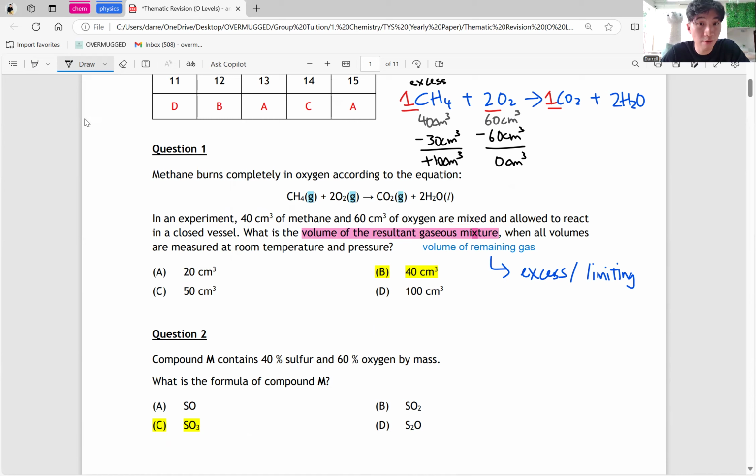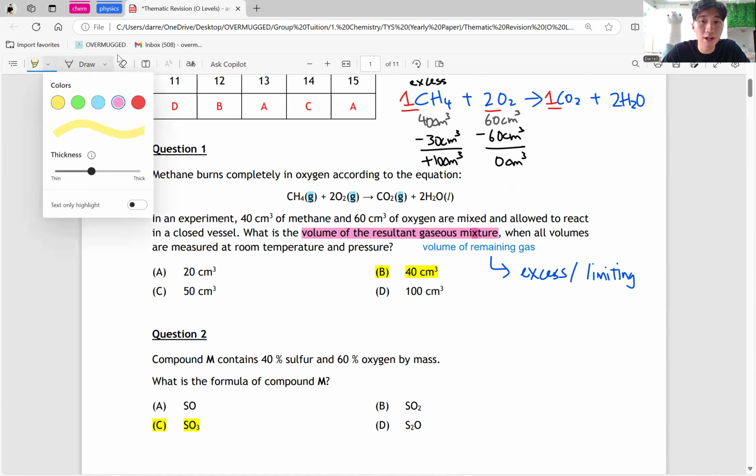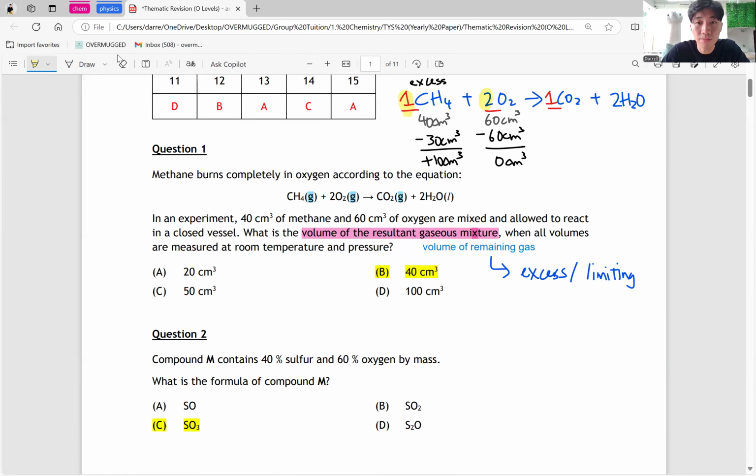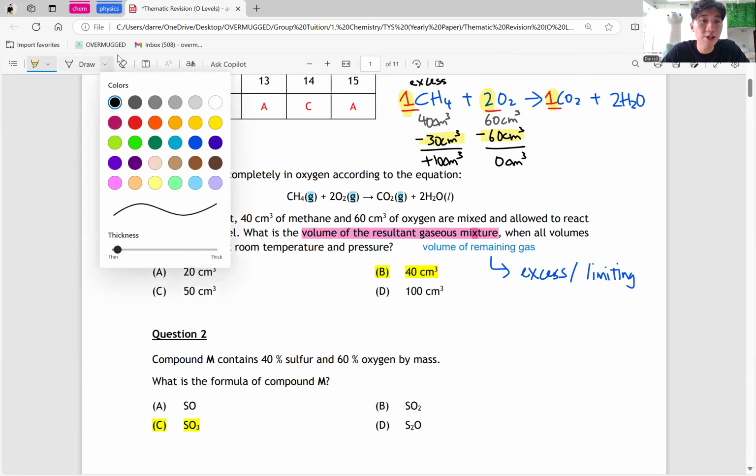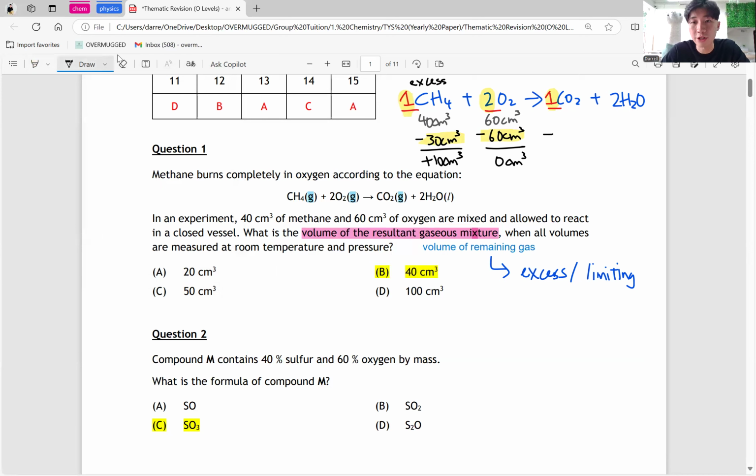Now, we are not done with the question because we still need to take into account the fact that the carbon dioxide gas produced here will also factor into the volume of the resultant mixture. So the ratio here is 1:1. If I haven't made it clear enough, the mole ratio will form the volume ratio. So minus 30, minus 60, 1:1, right? So how much CO2 gas should I form? I should be forming 30 cm³.